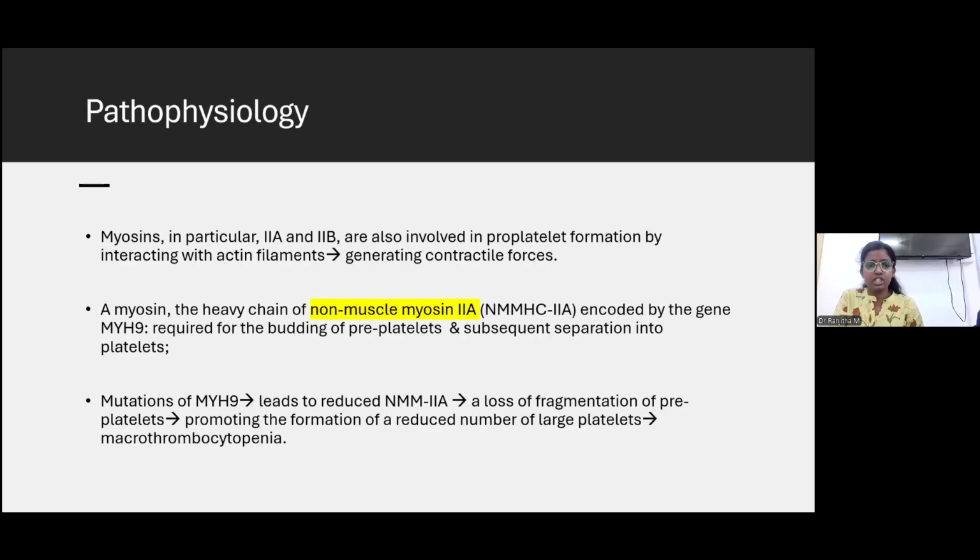Myosin, in particular 2A and 2B, is involved in proplatelet formation by interacting with the actin filaments, which is required for generating the contractile force. The heavy chain of non-muscle myosin 2A, encoded by the gene MYH9, is required for budding of pre-platelets and subsequent separation into platelets from the megakaryocytes. However, whenever there is a mutation in MYH9, it leads to reduced synthesis of non-muscle myosin 2A, which leads to a loss of fragmentation of the pre-platelets, promoting the formation of a reduced number of large platelets. That is why the terminology macrothrombocytopenia is used.